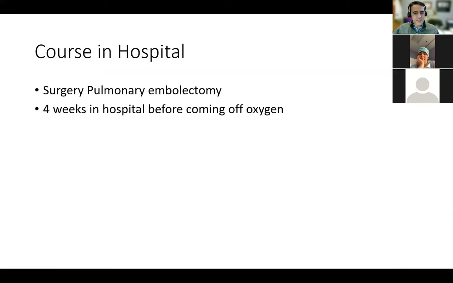So what was her course in the hospital? Surprisingly, it was not as easy as I thought it would be for her. So the surgical part was reasonable, and the early recovery seemed reasonable. But she required oxygen therapy for 4 weeks with easy desaturation, difficulty still with that chronically, despite pretty significant improvement on CT imaging.